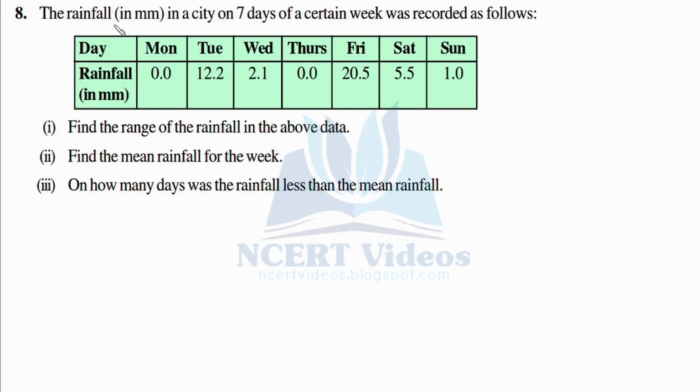Eighth, the rainfall in millimeter in a city on 7 days of a certain week was recorded as follows. Find the range of the rainfall in the above data. Find the mean rainfall for the week. On how many days was the rainfall less than the mean rainfall?